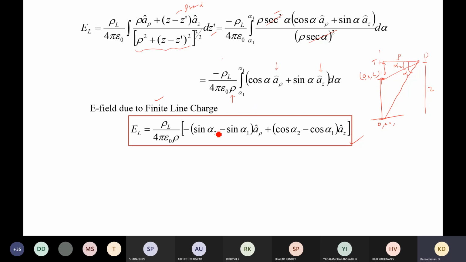So this difference in sine square alpha clearly indicates that as the length increases, the electric field strength will also keep on increasing. Now, if the question comes that if the length of the line is infinite, what will happen?